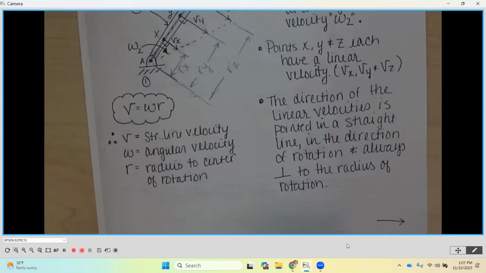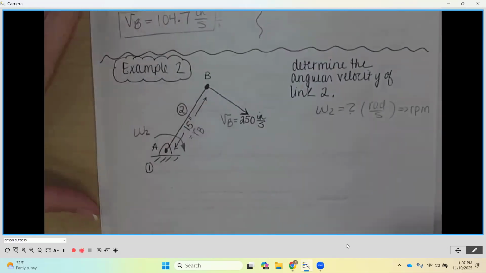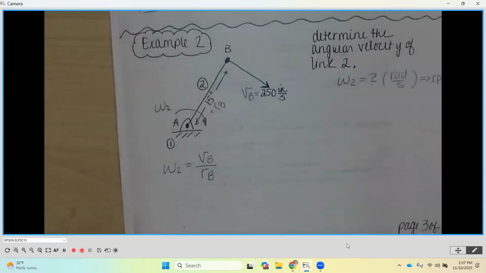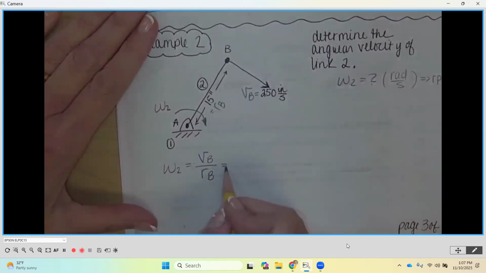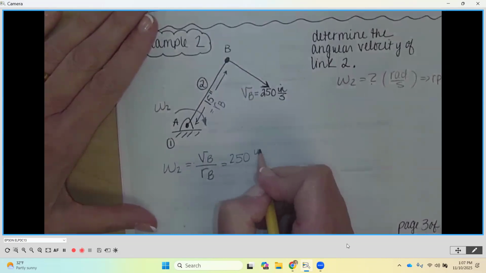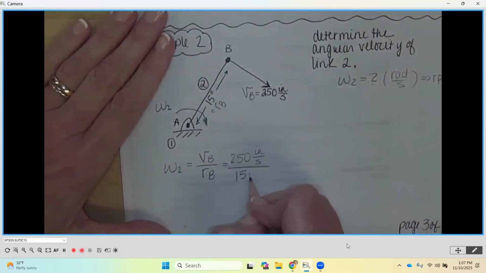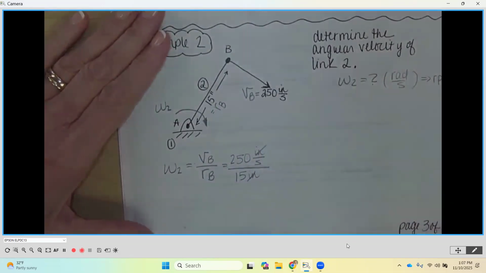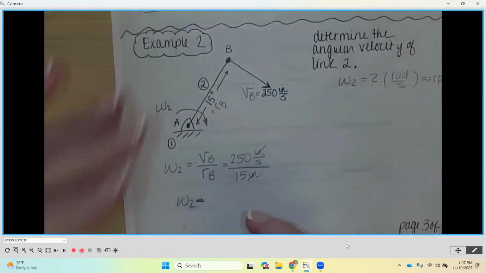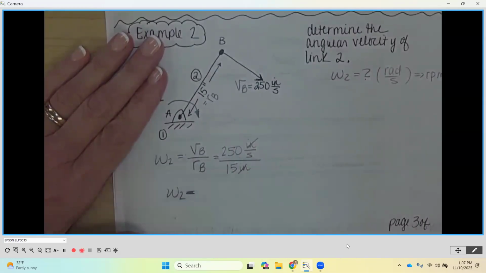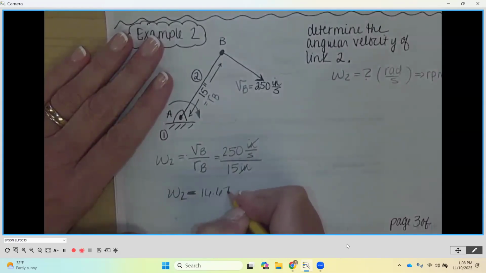So now, if I want to solve for W, I can rearrange this equation again, right? W2 is going to be equal to the velocity of B divided by the radius of B. So my velocity of B is 250 inches per second, that's going on top. My radius of B is 15 inches. Inches cancel out top to bottom. Magnitude of W2, what is my number here? It's going to be 250 divided by 15. 16.67. Anybody else get that number?